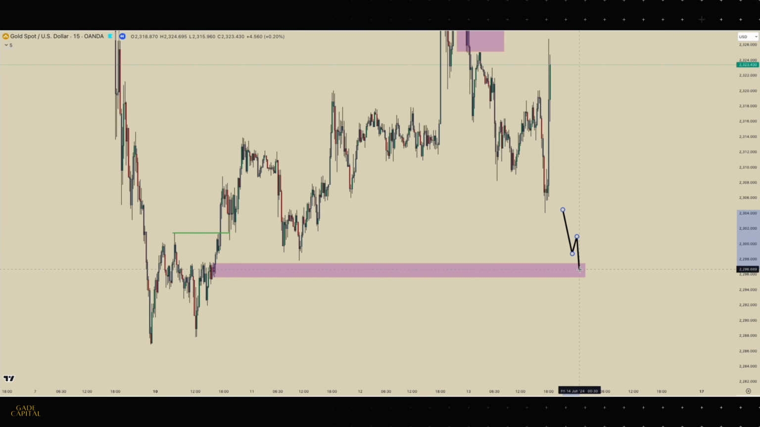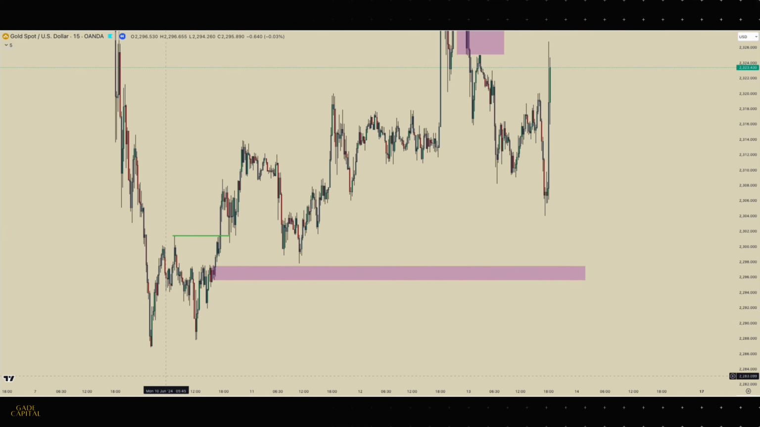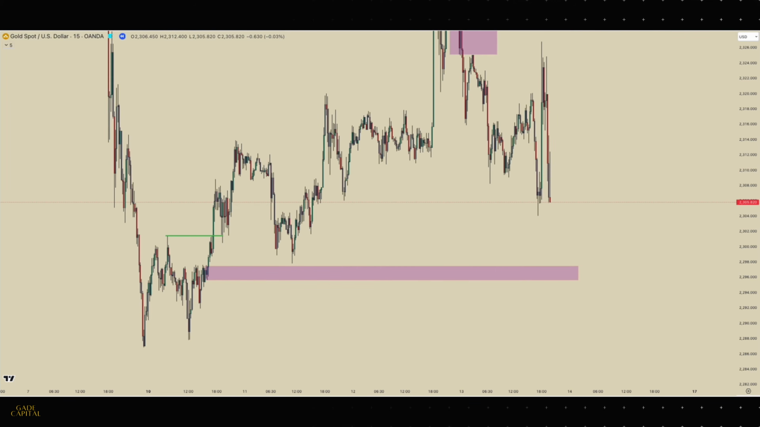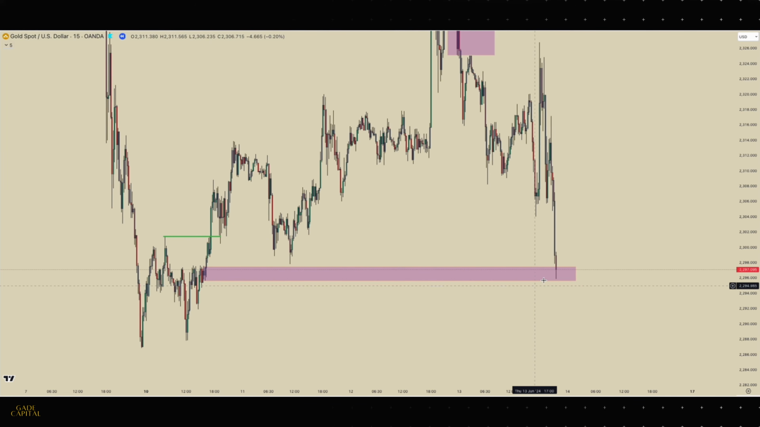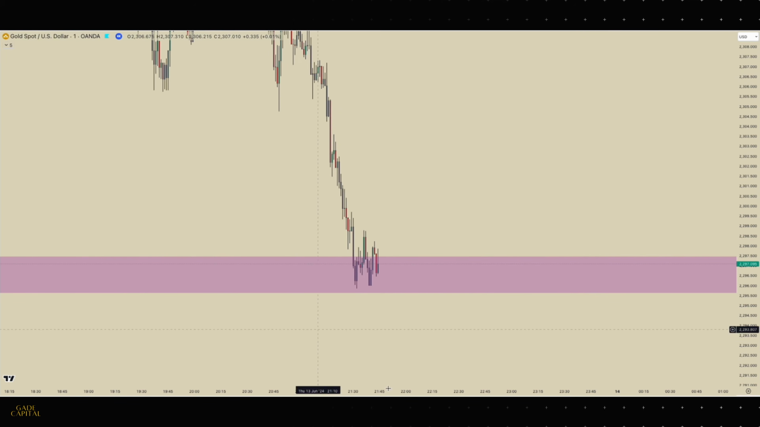So price will come here, tap this point of interest, and we will look for a change of character here. Once price taps this level, we will go to 1 minute time frame to look for change of character. Now price has tapped our point of interest, so we'll go to 1 minute time frame and monitor.